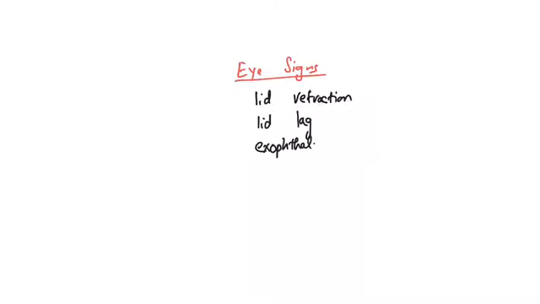Now, the eye signs include lid retraction, exophthalmos, ophthalmoplegia, and chemosis.